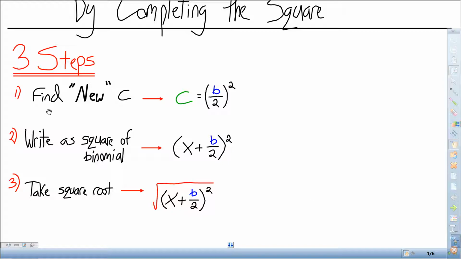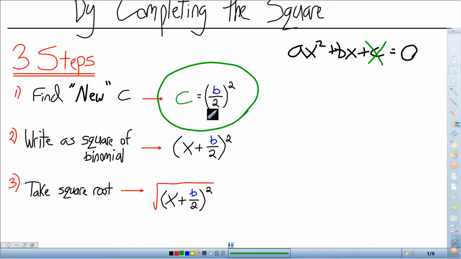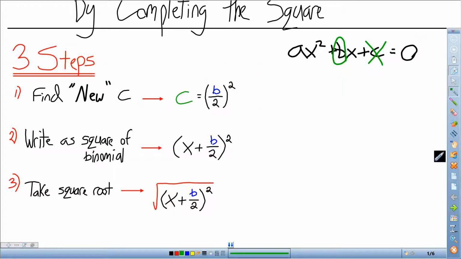So first thing, number one, we're going to find a new C value. All right, you guys remember, the typical form of a quadratic equation is this standard form. And what we're going to do first is figure out a new C value. Okay, we're going to get rid of that old C value and get a new one by using this formula, C equals B divided by 2 squared, where B is this number in front of X.